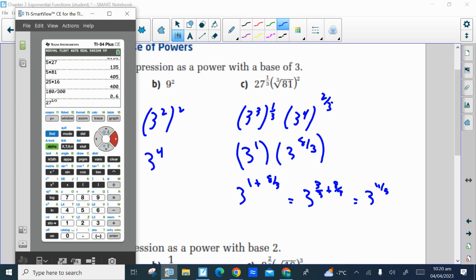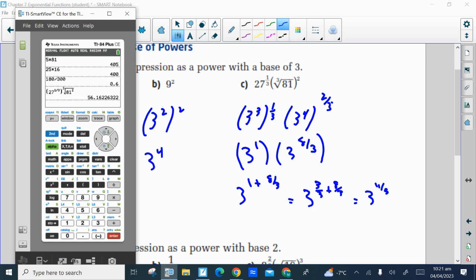multiplied by the cube root of 81 squared. Now, it doesn't matter if the squared is under the radical, just on the 81, or the whole thing. It's the same thing.